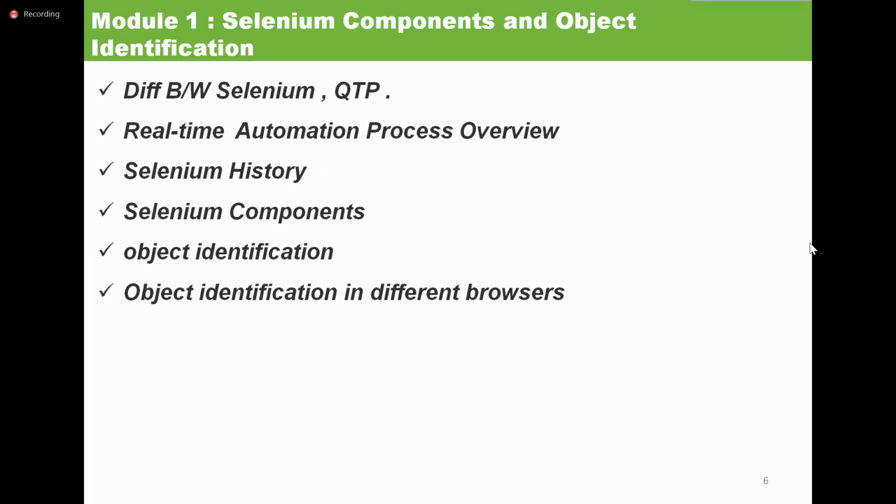What exactly is the automation process, how did automation testing come into the market, as manual testing is already there, why did automation testing come into the picture, that we need to understand. Then we need to take care of the Selenium history, the basics, and after that Selenium components and object identification. Object identification is the most important one and needs to be understood.